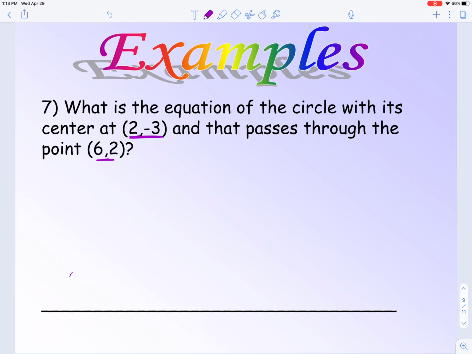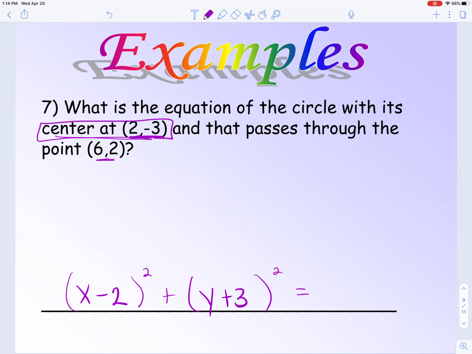So first, to get the parenthesis part, I'll just set that up for us. I'm going to make sure I use the center, not the other point. Okay, so the 2 in the x spot, so it's x minus 2, negative 3 in the y spot, so it's y plus 3. Now, how can we get the radius? If we're going from 2, negative 3 to 6, 2, how could we get the length of that segment?